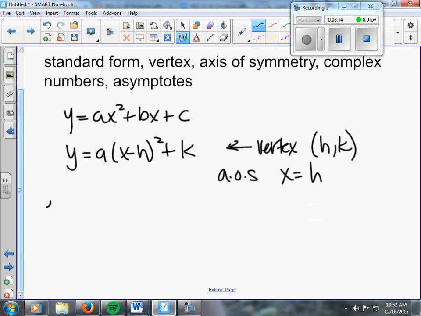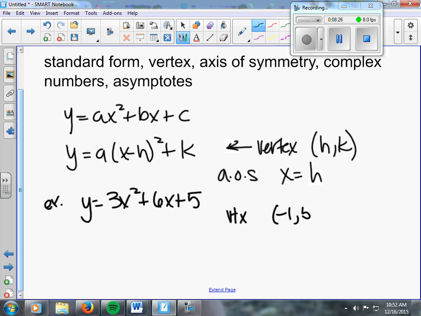And so for example, suppose y equals 3x squared plus 6x plus 5. You can work on that, but I would ask you to find the vertex. It's (-1, 2) once you do it. And the axis of symmetry will be x equals -1. So how you find the vertex is up to you. You can put it in standard form, or you could use the formula that h equals -b over 2a is always the x coordinate of the vertex. Or you could complete the square.